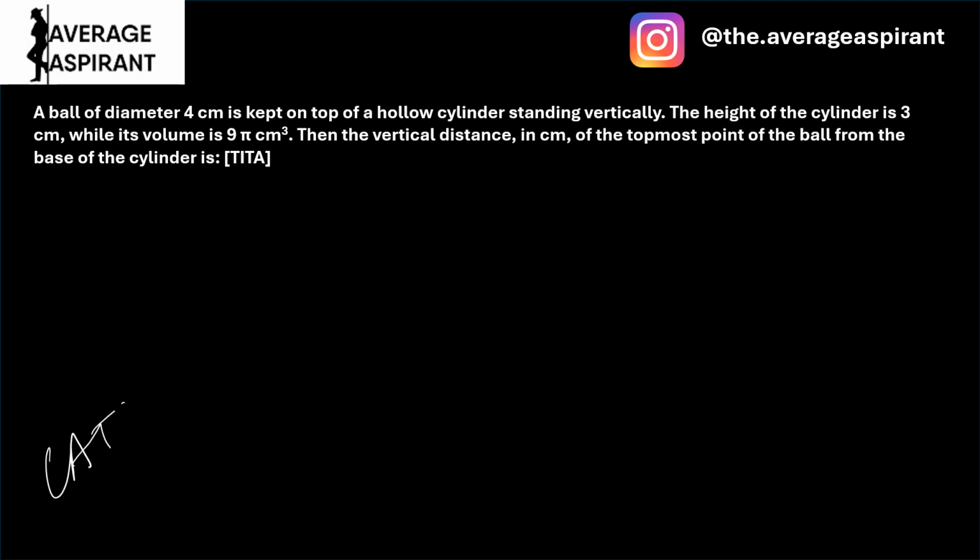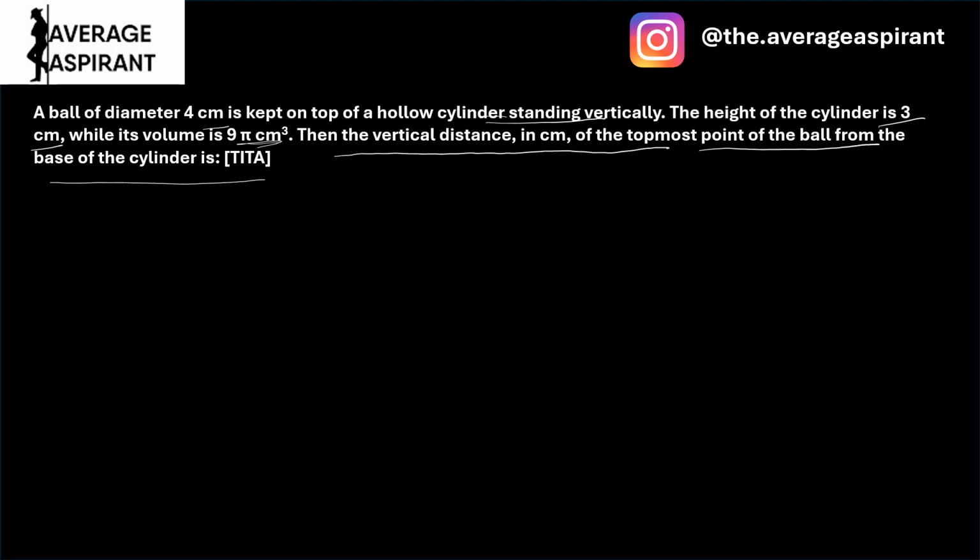This is a question again of CAT 2017, and let's have a look at this question. It says a ball of diameter 4 centimeter is kept on top of a hollow cylinder standing vertically. Height of the cylinder is 3 centimeter while the volume is 9 pi centimeter cube. And the vertical distance in centimeter of the topmost point of the ball from the base of the cylinder is what?